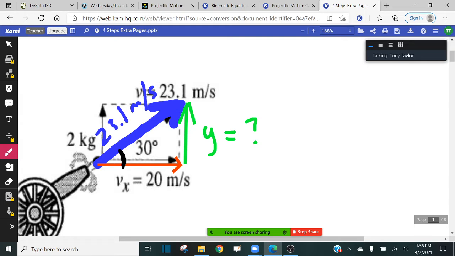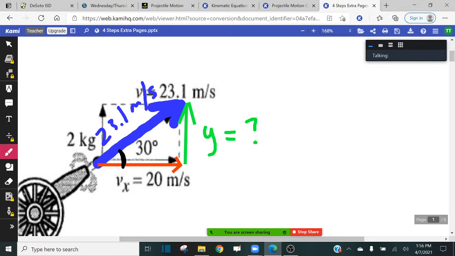Remember, adjacent means touching. Look at the vector in red. The vector in red is touching our angle here, so that's adjacent. The vector in green is opposite. In other words, it's across from the angle. Since it's opposite the angle, we're going to have to use sine. Remember, for adjacent, you use cosine. For opposite, you use sine.